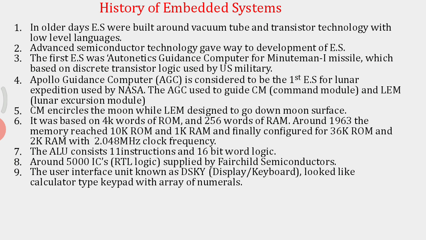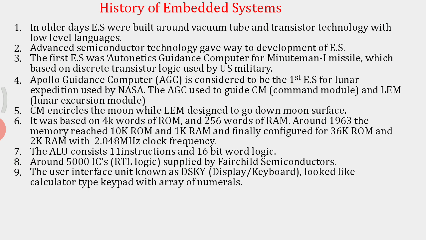The first embedded system was developed for the US military. It was the Autonetics Guidance Computer for the Minuteman I missile, which is based on discrete transistor logic and used by the US military. So this Autonetics Guidance Computer is considered the first embedded system for the US military.